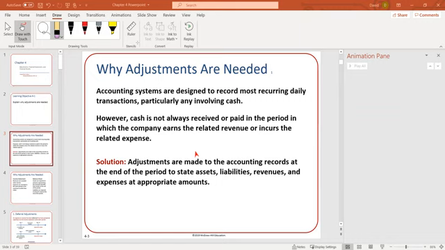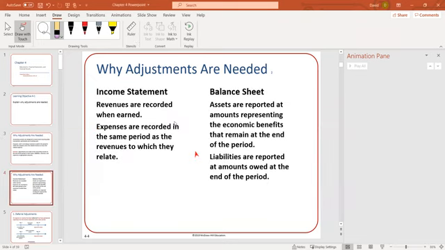The adjustments are essentially the tool that allows us to do that matching principle. Whenever we do adjustments, we're going to be affecting both the income statement and the balance sheet. Every time we do an adjustment, there will always be at least one income statement account and one balance sheet account affected. Here are our basic rules: revenues are recorded when they're earned, and expenses are recorded in the period in which they're incurred, to match these expenses in the period that they help to generate those revenues.